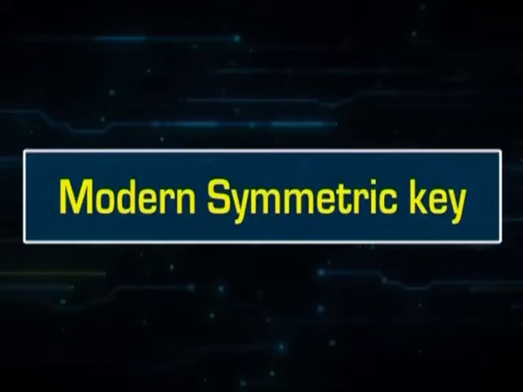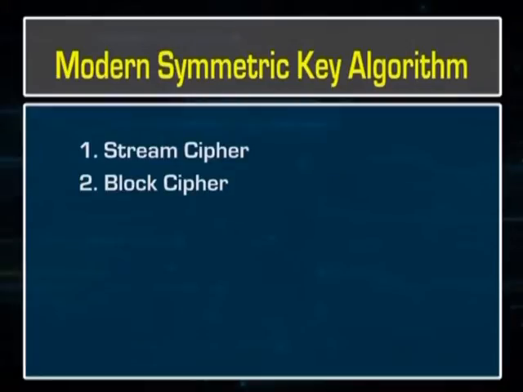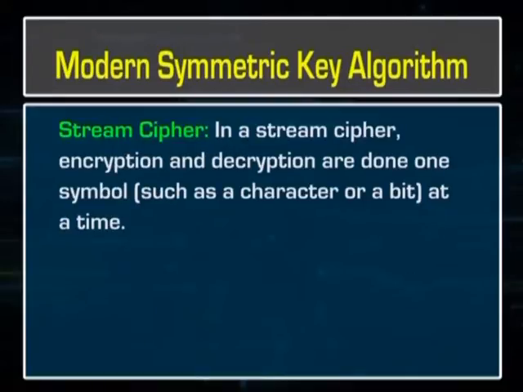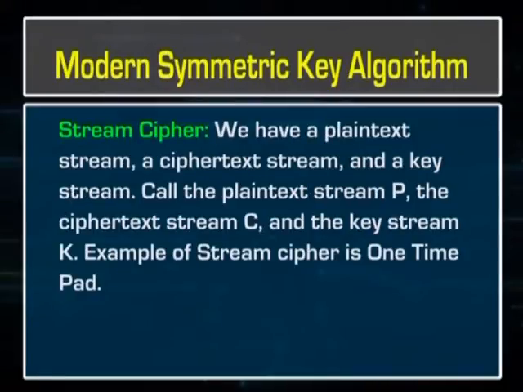Modern symmetric key algorithms can be divided into two categories, that are stream and block ciphers. In a stream cipher, encryption and decryption are done one symbol at a time. We have a plain text stream, a ciphertext stream, and a key stream. Call the plain text stream P, the ciphertext stream C, and the key stream K. Example of stream cipher is one-time pad.